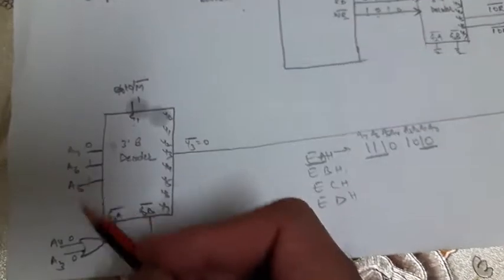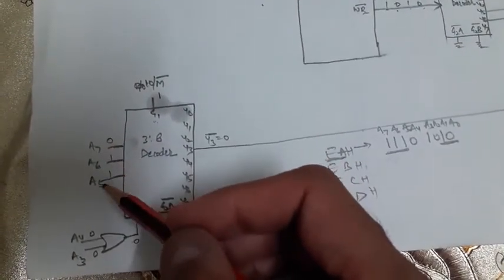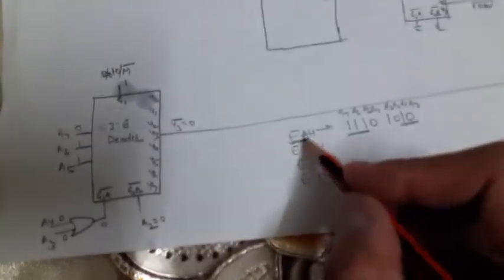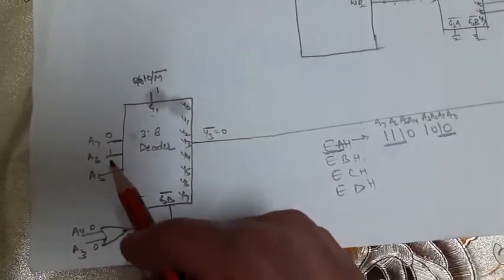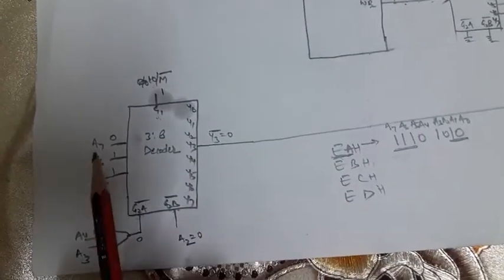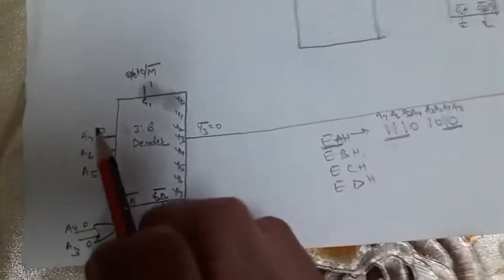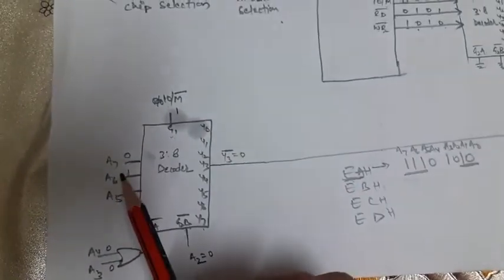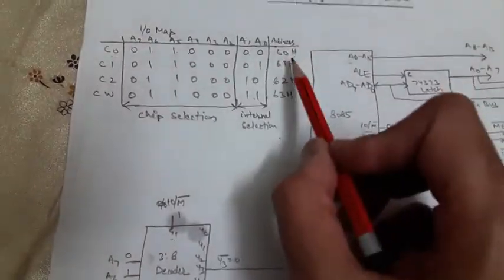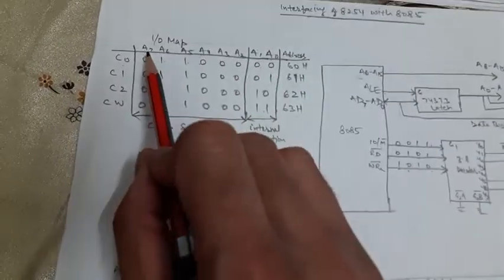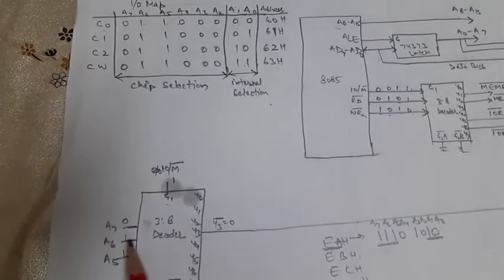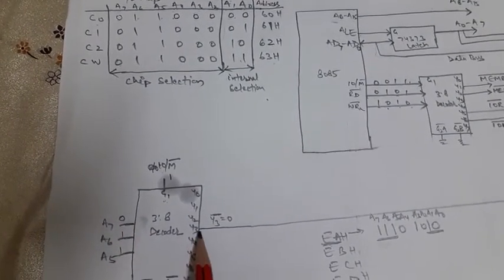You can take any value of A7, A6, A5, because if you change this address, then these bits will change to either 0 or 1. So you can take any address, and based on that value the appropriate output will be selected. Here I have taken the 60 address: 60, 61, 62, 63. The values of A7, A6 and A5 are 0 1 1, and for 0 1 1, Y3 will be selected.